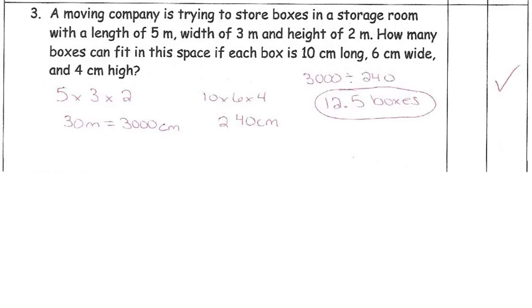For problem 3, this is a volume word problem. Now the first thing you should notice here is you're talking about meters and centimeters. So you're going to have to convert all of the meters into centimeters. You find the volume of the first one, you find the volume of the second one, then you divide, and so your answer is 12.5 boxes.